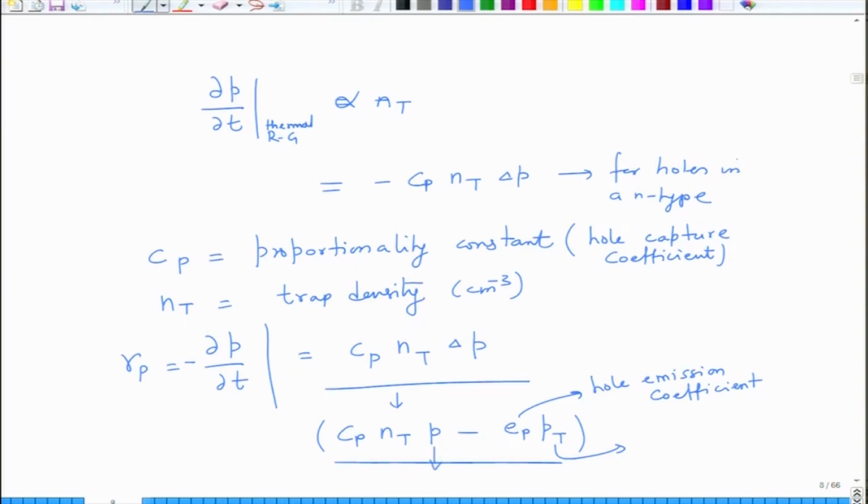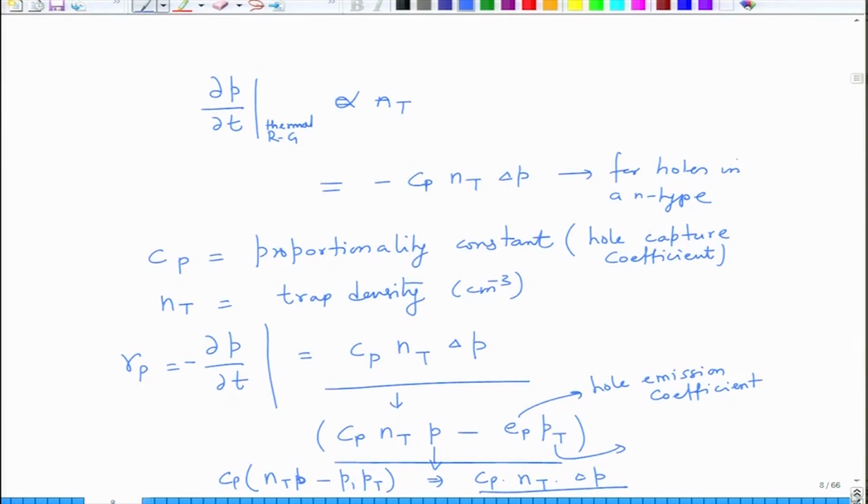So, essentially to simplify, what we have done is, if you take Cp as common, this becomes Cp into Nt P minus some other constant P1 into Pt, and this you can write as an approximation as Nt into delta P. Okay. So, these are some approximations that you make for these.